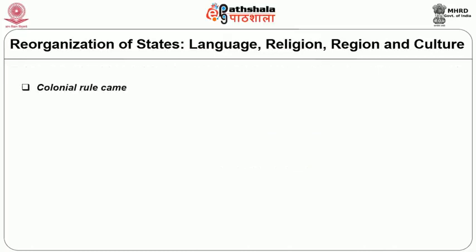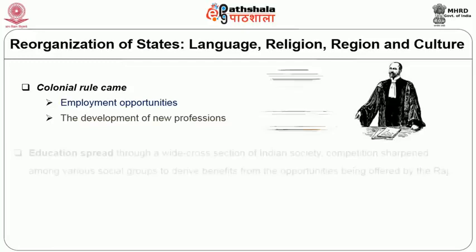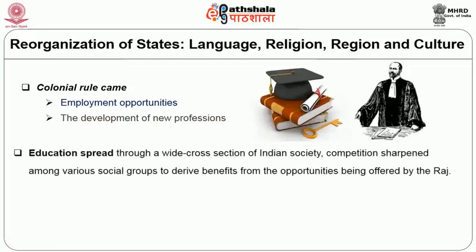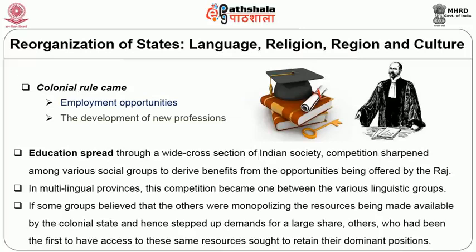With the colonial rule came employment opportunities and the development of new professions like that of the lawyers. As education spread through a wide cross-section of Indian society, competition sharpened among various social groups to derive benefits from the opportunities being offered by the Raj. In multilingual provinces, this competition became one between the various linguistic groups. If some groups believed that the others were monopolizing the resources being made available by the colonial state and hence stepped up demands for a larger share, others who had not been the first to have access to these same resources sought to retain their dominant positions.